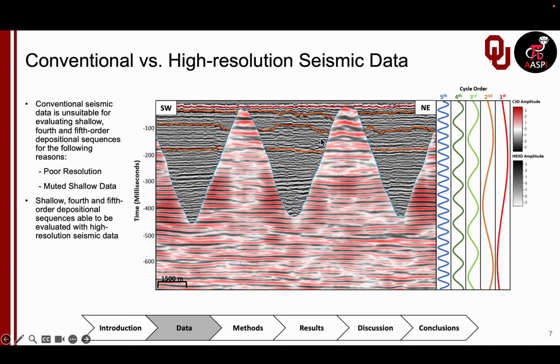Something else you will notice here, like I said, we're working very shallow, so here's the seafloor up here. You can see here that the conventional seismic data is muted in the shallowest, about 500 milliseconds of the subsurface. So that does us no good either. However, we can see in the background here in this grayscale seismic data, that is our high resolution seismic data, and we can see that we have data all the way from the seafloor basically down to as deep as we need it for this study. And most importantly, the resolution is sufficient to look at these fourth and fifth order depositional sequences.